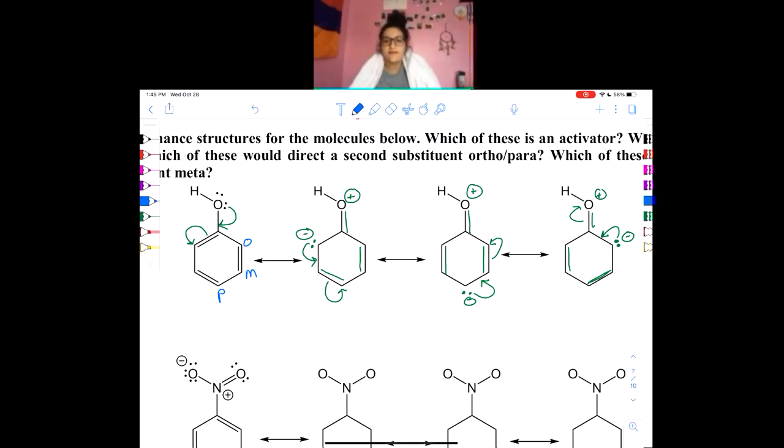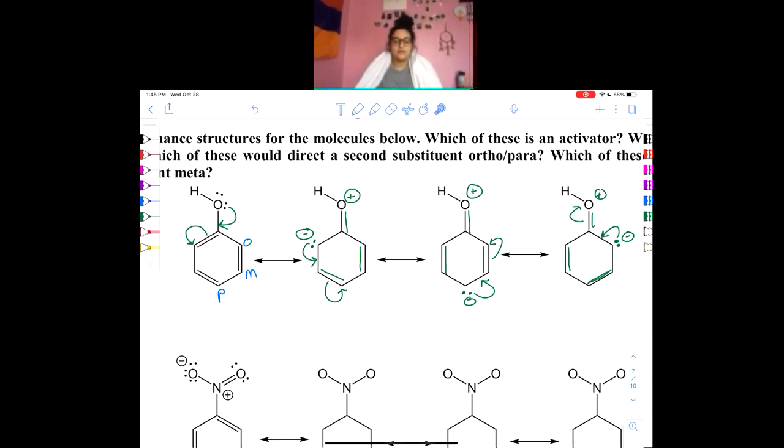Ortho, yes. Just ortho? And para, exactly. And the reason for that is because of this negative charge. So we have a negatively charged ortho and para position. Someone said, could I repeat that? Yes. The question was, which of these positions are going to be more negative or a better nucleophile? And the answer is ortho and para.